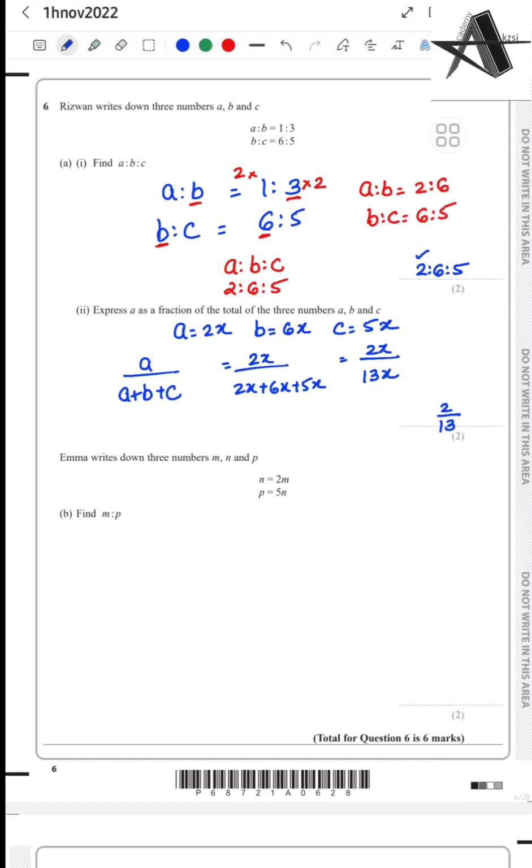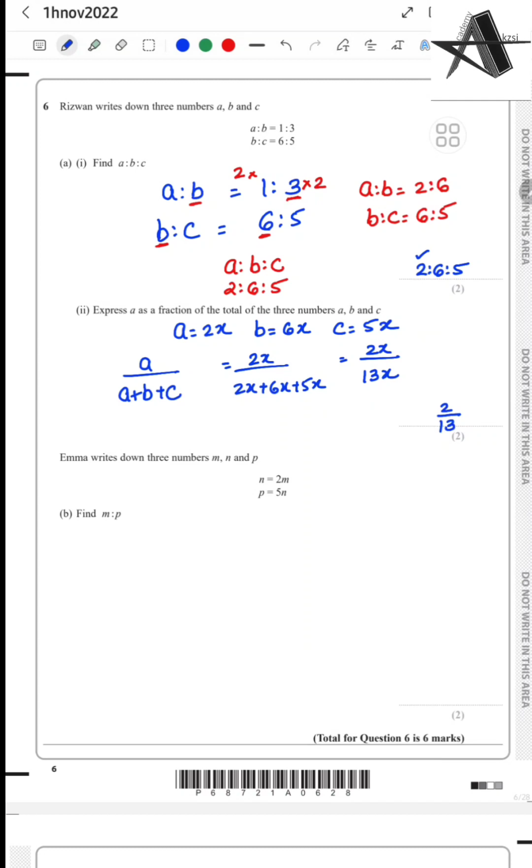Now, Emma writes down three numbers M, N and P. N is 2M, P is 5M. Find the ratio M ratio P. Whenever you are finding a fraction or a ratio, they should be in the same format. That means if you are dividing two things, they should be the same. I can't divide kg divided by gram and get a ratio. A unitless ratio you can't get. When you're dividing two different units, then the final answer will not be unitless, will not be just a number. Similarly, if it says M ratio P, you can't just directly find the answer until you convert all of them into the same format.